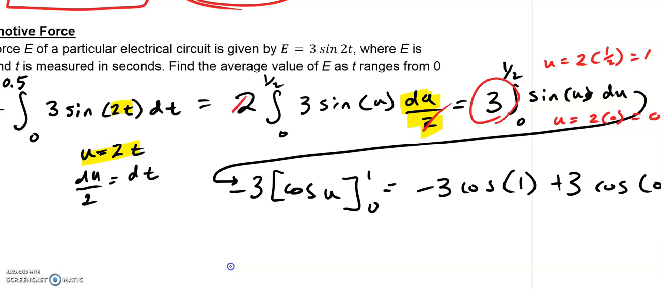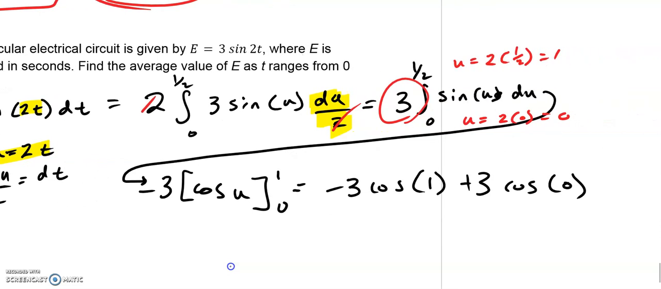And then I went ahead and changed my limits as well. So instead of using 1/2 and 0 and plugging 2t back in, I figured out, okay, in terms of u, what is 1/2 going to be? So if my u was 2t, plug in 1/2. So my new upper limit is 1, and my new lower limit is 0.